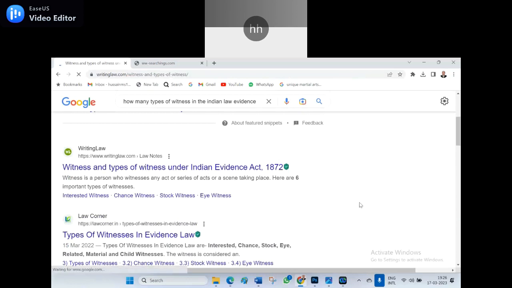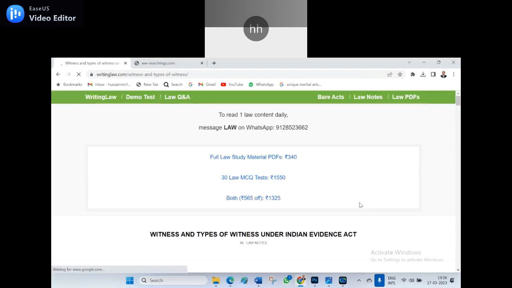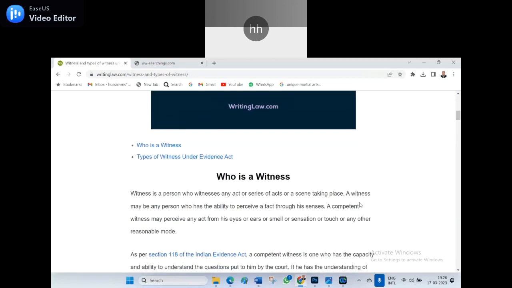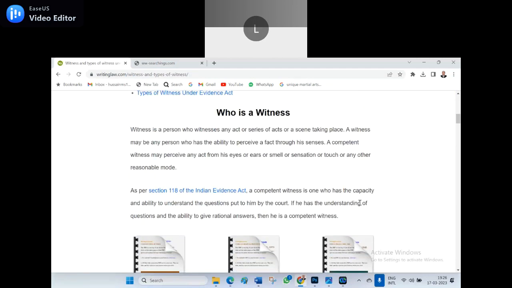And what are the sections that deal with this? Is there any section given? Because I'm checking now. Witnesses, types of witnesses, Indian Evidence Act. And who is a witness? Section 118 of the Indian Evidence Act. A competent witness is one who has the capacity and ability to understand the question put to him by the court. If he has understanding of the question and the ability to give a rational answer, then he is a competent witness. Can a child be a witness?